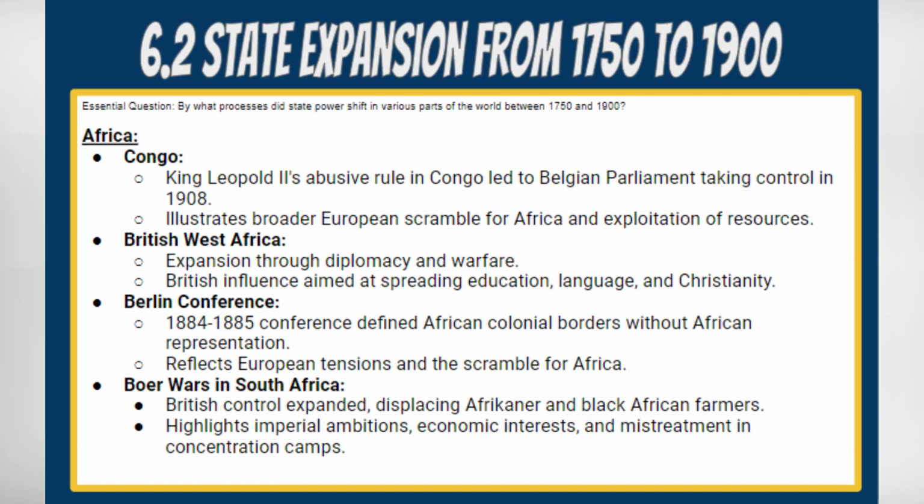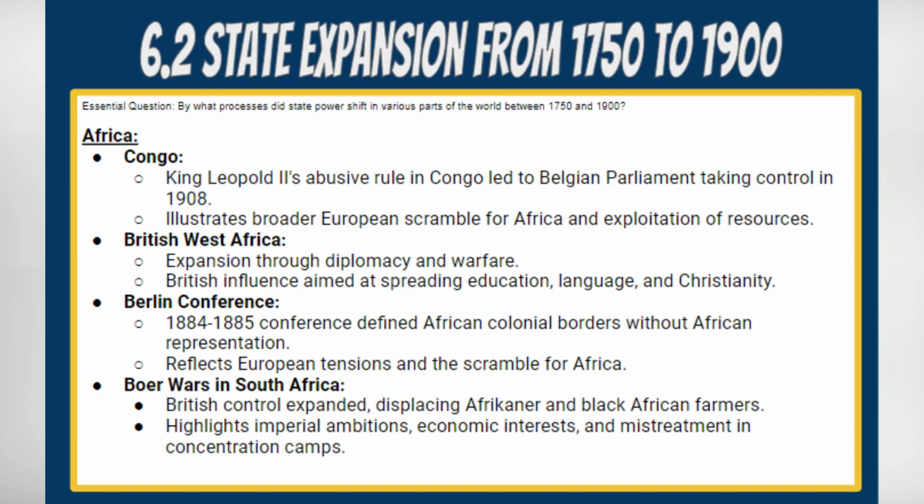Berlin Conference. The Berlin Conference of 1884 to 1885 defined African colonial borders without African representation. It reflected European tensions and highlighted the geopolitical dynamics of the scramble for Africa.